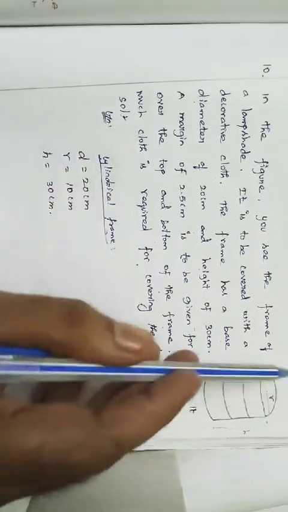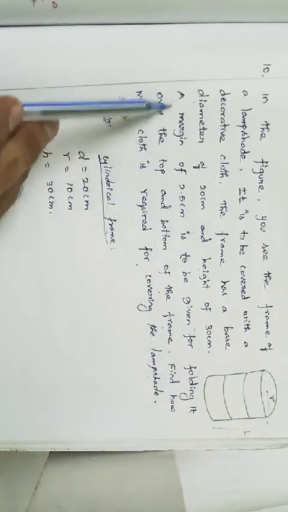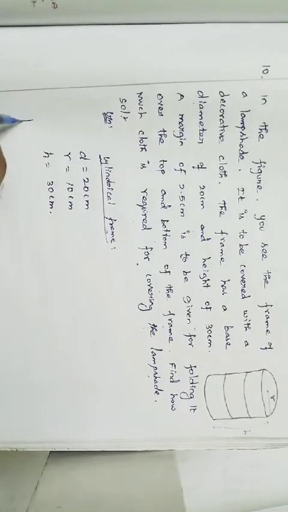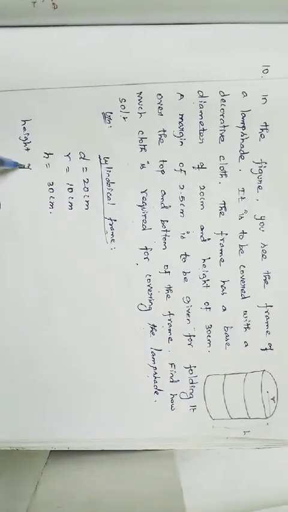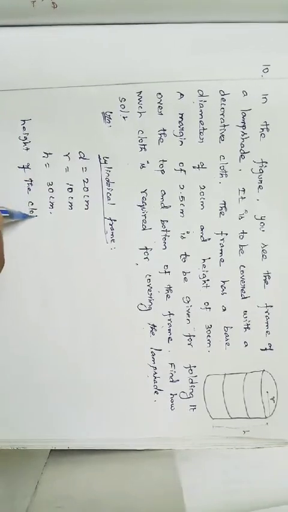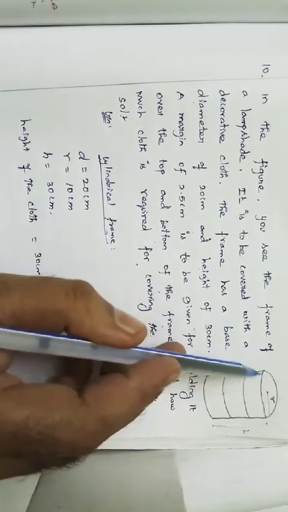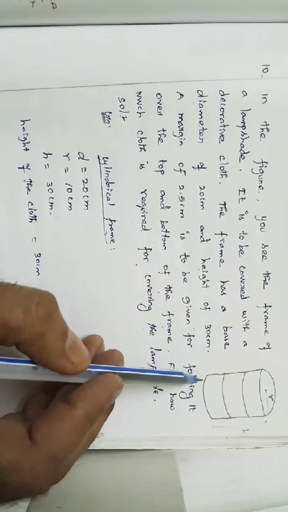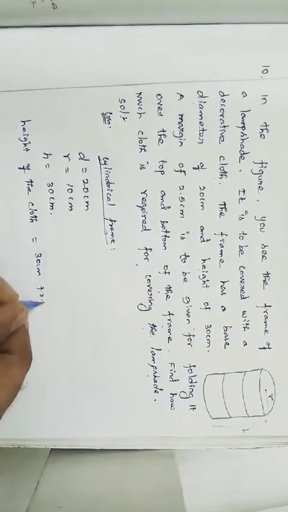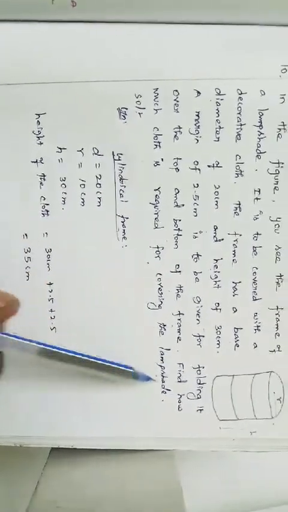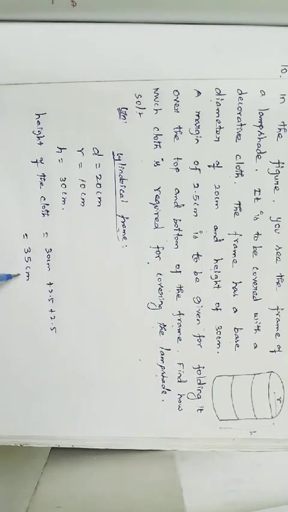So see that they are using the cloth, right? In the top and bottom, they are giving a margin of 2.5 centimeter for folding, right? So the height of the cloth is nothing but, already the height of the frame is 30 centimeter, and 2.5 centimeter we have to fold in the top and 2.5 centimeter in the bottom. So we have to add 2.5 plus 2.5. 30 plus 2.5 plus 2.5, 35 centimeter. So height of the cloth required for a lampshade is 35 centimeter, right?